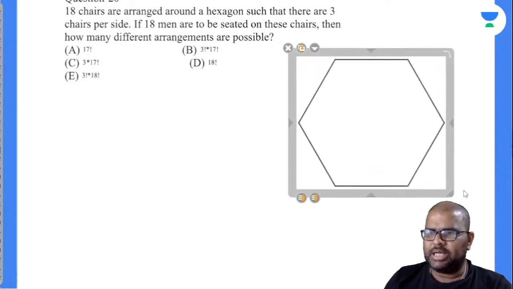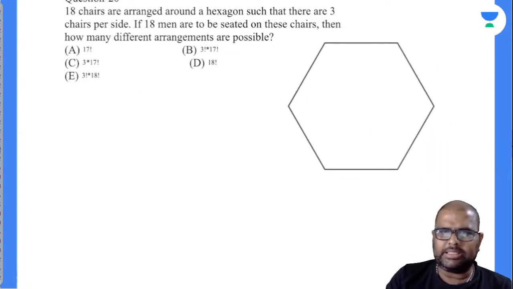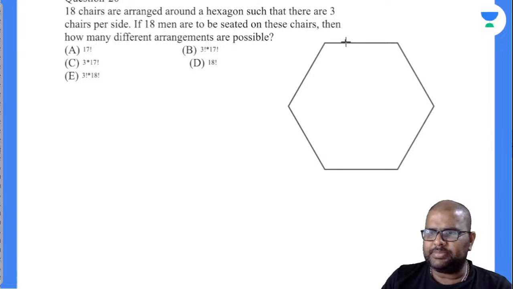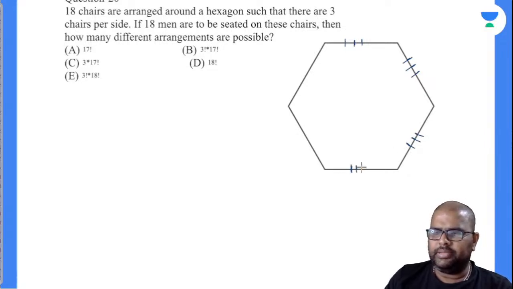18 chairs are arranged around a hexagon such that there are 3 chairs per side. So 3 chairs per side. 1, 2, 3. 1, 2, 3.